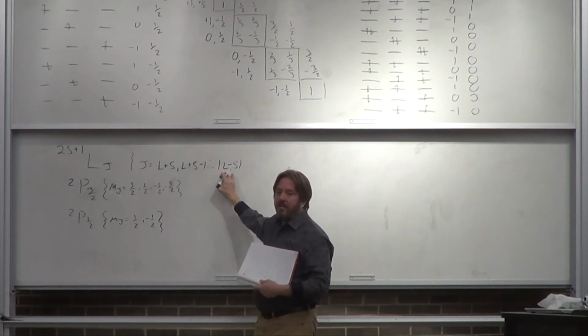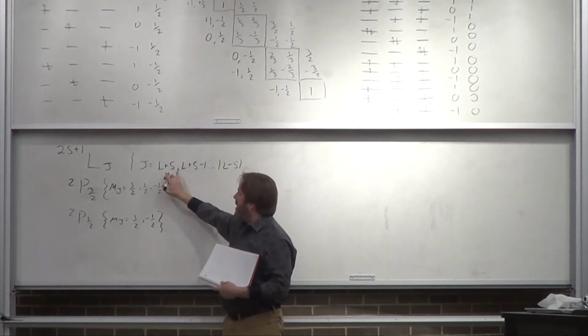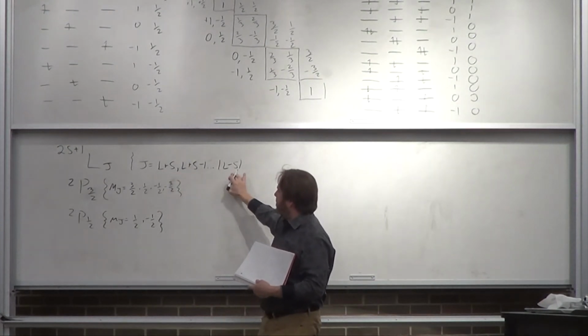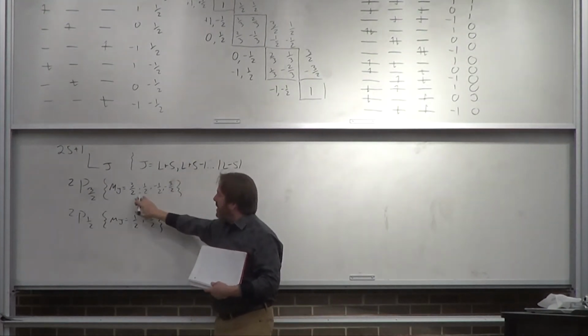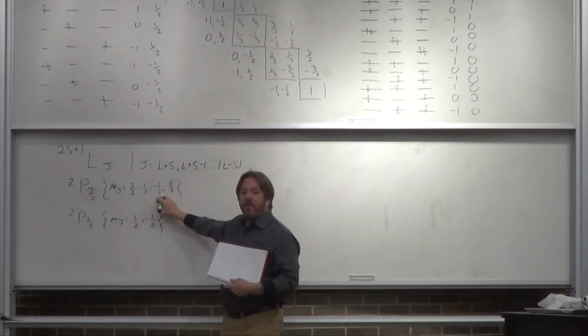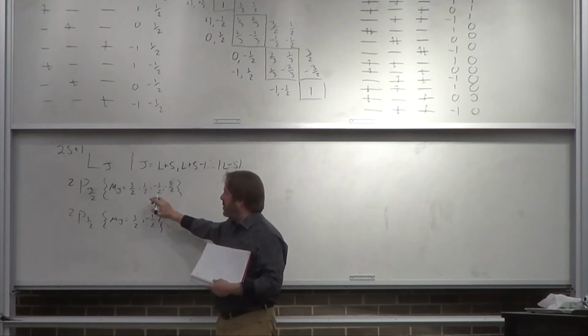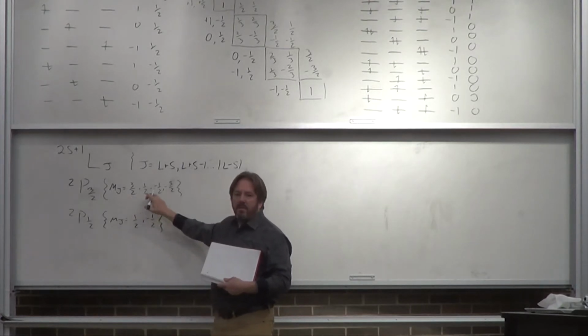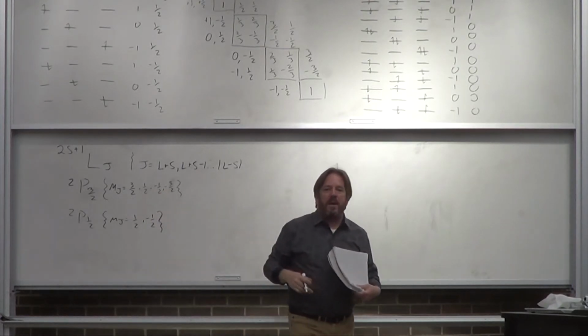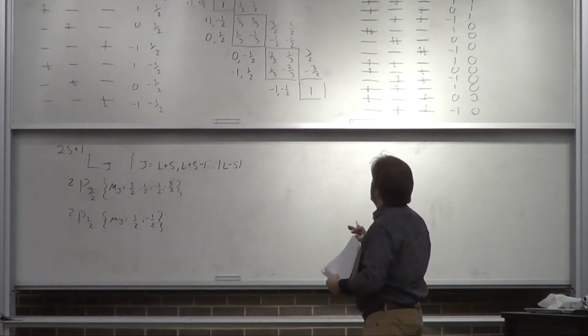Again, you're trying to show the absolute length of the vector. So that's why you do this: L plus S to the absolute value of L minus S. But when it comes to the magnetic quantum number, that behaves more like we're used to, where you go from L to minus L in increments of 1. So anyway, I hope that part's clear.